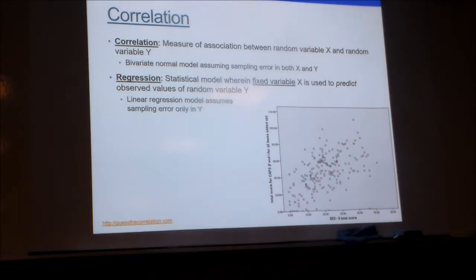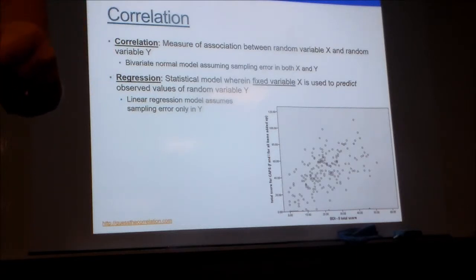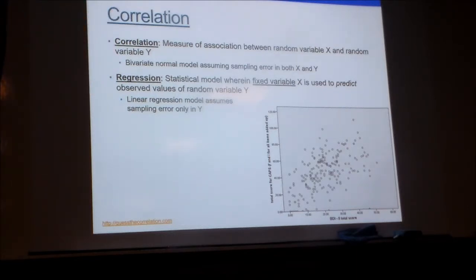This is a statistical model where we've got a fixed variable X. In the technical situation, we're assuming that our X variable, our predictor, is a fixed variable, and we're using that fixed variable to predict observed values of random variable Y. Okay. Any ideas? Anybody have an idea on what we're talking about in terms of a fixed variable?